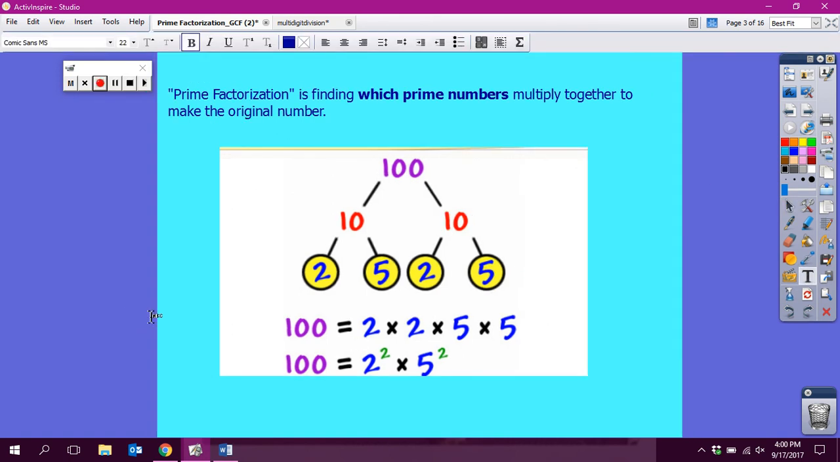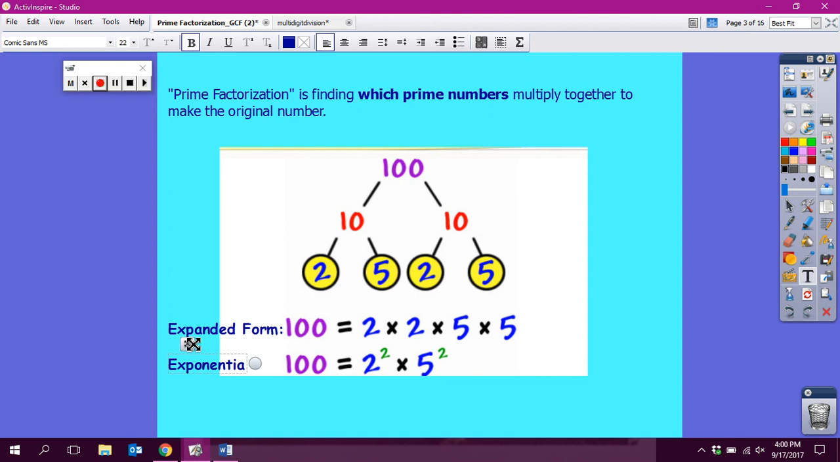Right here, what you've done is taken your prime factors and written what is called expanded form. Expanded form is when you take all the prime factors and literally just list them written out. It is important that you write them from least to greatest. That is the standard way to write expanded form.